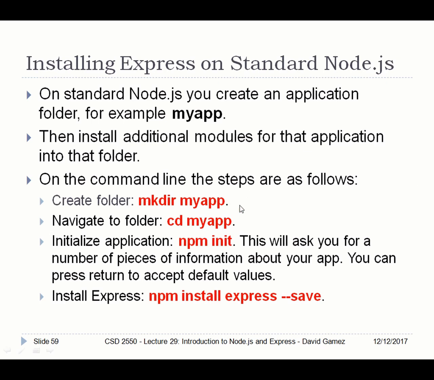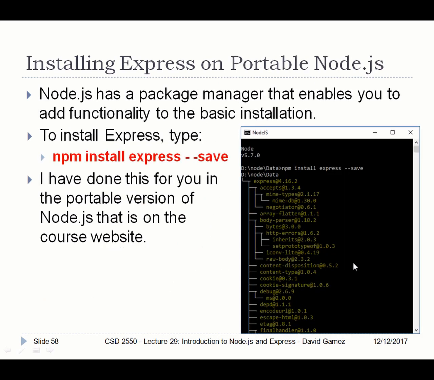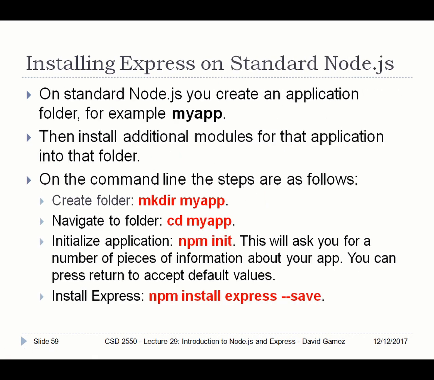So what we do is first we create a folder, mkdir my application. We go inside that application folder, and then we need to initialize that folder using the Node Package Manager so that it can install all of the additional Node modules into that folder. So we do npm init, and this will ask you for a bunch of bits of information about your application, like name, version, this kind of stuff. And so once we've set up this folder as an application, we can then install Express into this application. So then we do npm install express --save. So it's similar to the portable version, except we've had to create this application folder and initialize that and then install into that application folder.